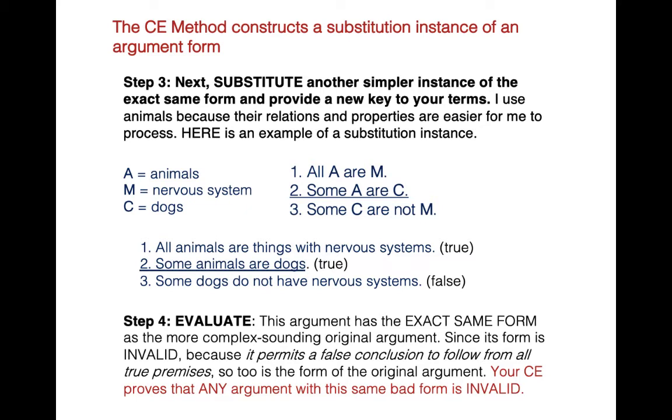Step 4, we analyze or evaluate the argument. What happened? This argument has the exact same form as the more complex sounding original argument in the exercise. Since its form is invalid, and we showed this by our own example, because it permits a false conclusion to follow from all true premises, so too is the form of the original argument. Again, your counterexample proves that any argument with this same bad form is invalid.